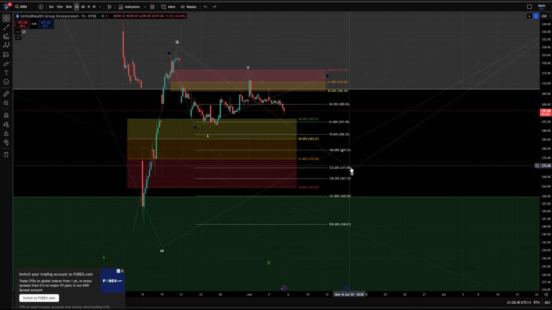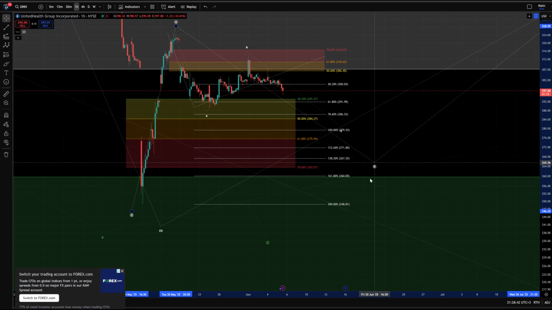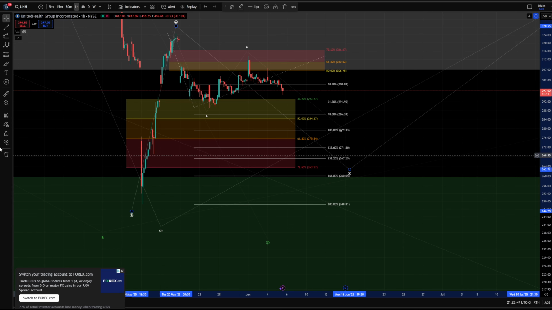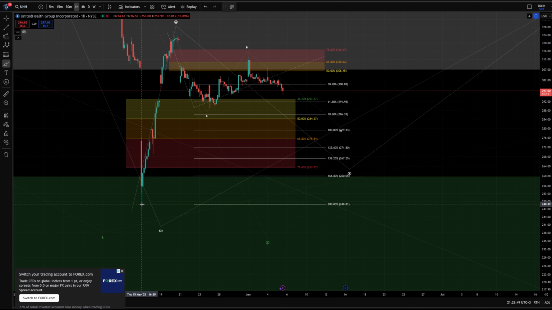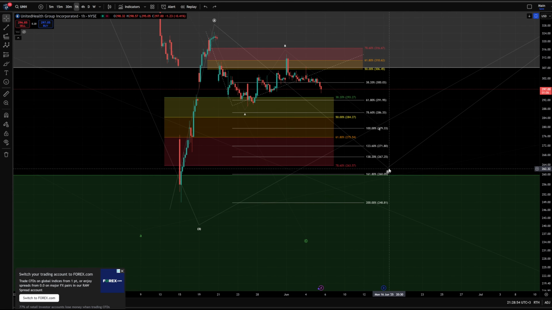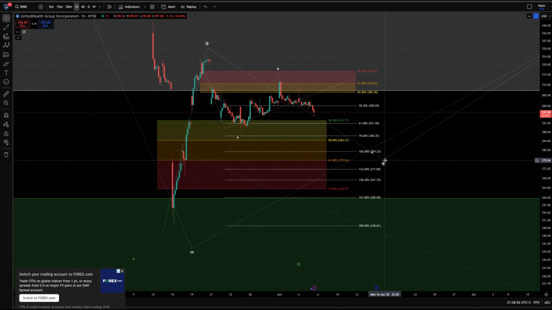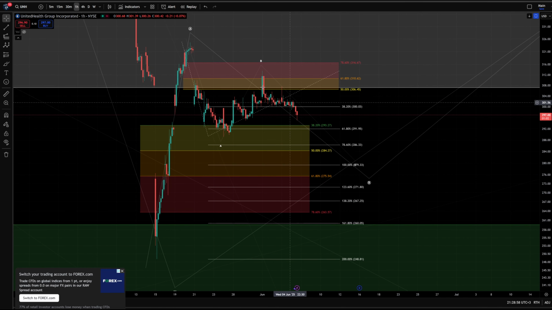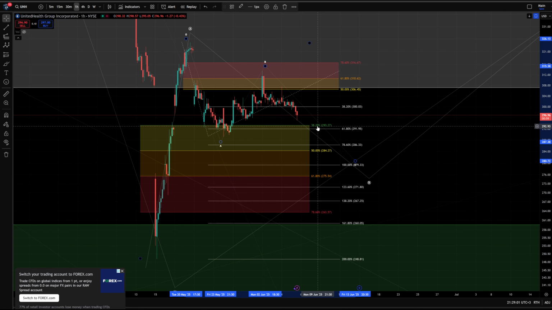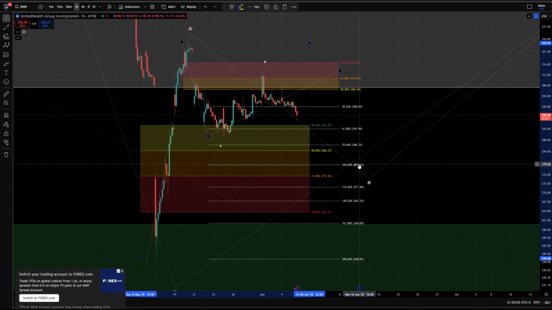I also need to mention this scenario doesn't break completely until we break the low here of the wave A at $249. So for now, we do have our support zone here. We do have our target, ideal target for wave C. So what this means is that this is the trade setup, right?